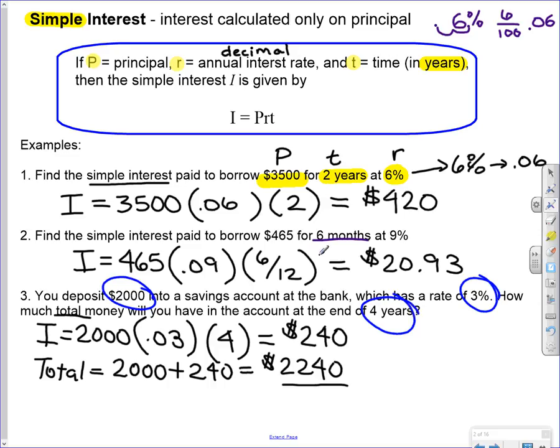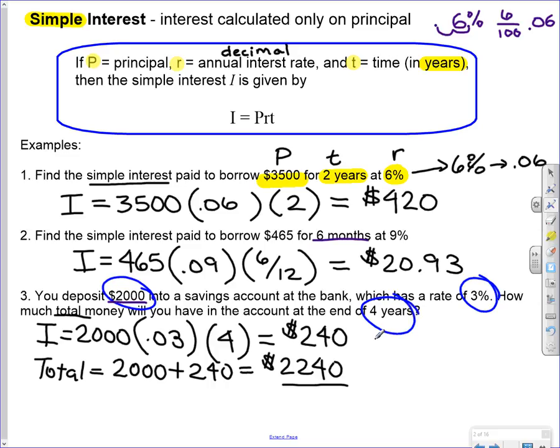Both of these just asked for finding the simple interest. This one says, how much total money will you have in the account at the end of 4 years? So the first thing we're going to do is calculate the interest. So the interest is going to tell us how much interest we earned on this $2,000 that I put into the savings account. So we'll have 2,000 times 0.03, that comes from the 3%, times 4 because we had 4 years. And that gives me $240.